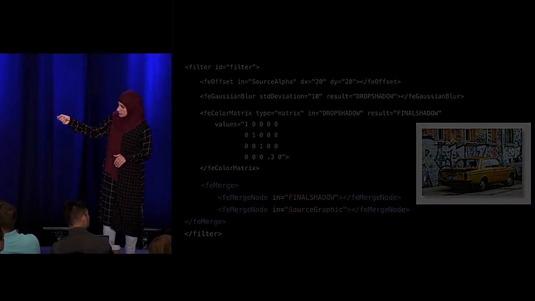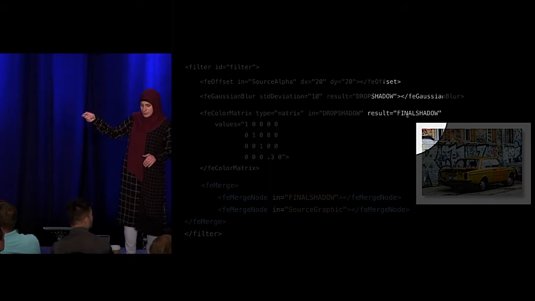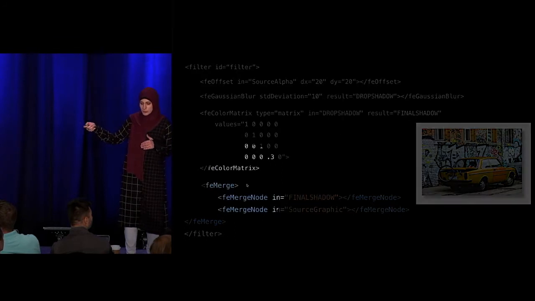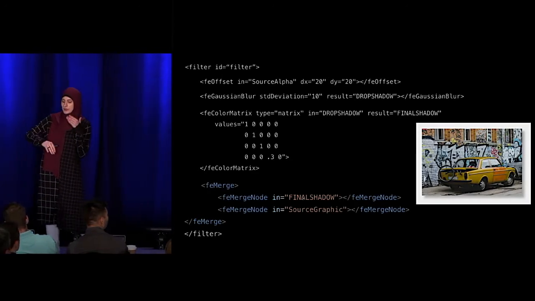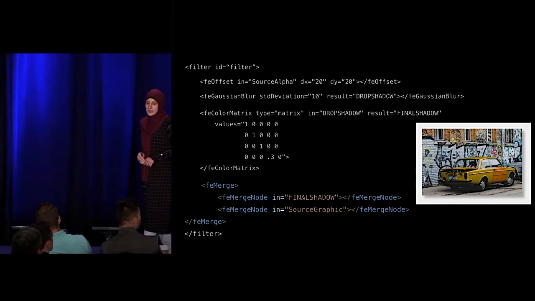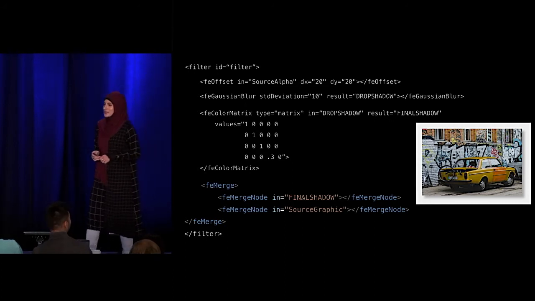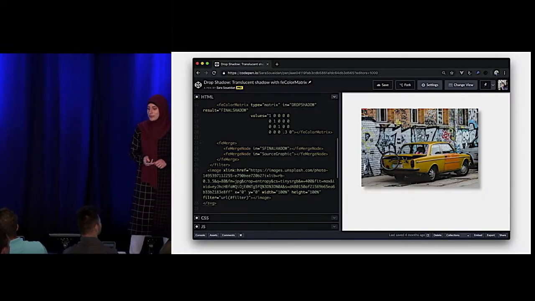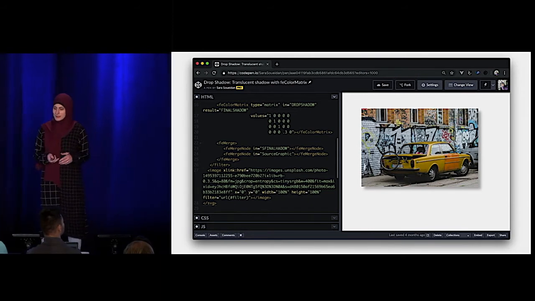So the result of all of my previous operations was called final shadow. And I also have my source graphic, and I want to layer them on top of each other. So I have a merge node for the final shadow and a merge node for the source graphic, and I put them on top of each other. The merge node that comes last will be rendered on top of everything before it. So I have my blurred rectangle in the back and the image on top of it, and this is how you create a simple drop shadow in SVG. You can find a live demo of this code bin available in the talk slides, and you can play with it and tweak it and see how it changes.